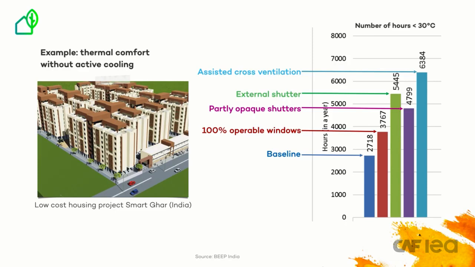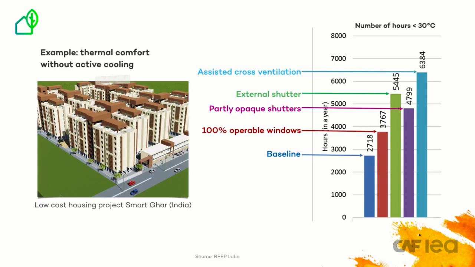The inclusion of windows that are 100% operable, that is, that can be fully opened by the user, improves the baseline design but still leaves a significant amount of hours of thermal discomfort. External shutters, which can be closed during the hottest parts of the day to block out the solar radiation, have a very large impact in improving the internal temperatures. Partly opaque shutters have less of an impact.